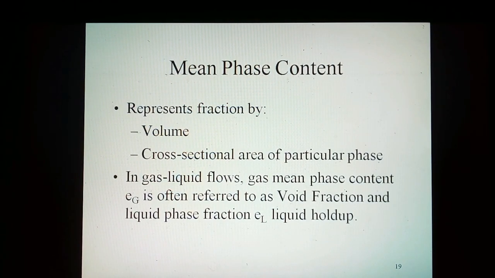Mean phase content, epsilon. This quantity represents the fraction by volume or by cross-sectional area of a particular phase. In gas-liquid flows, the gas mean phase content, epsilon G, is often referred to as the void fraction and the liquid phase fraction, epsilon L, the liquid holdup. In systems containing a solid phase, the mean solid phase content is referred to as the solid holdup. Mean phase content can be important in governing the inventory of a particular phase within a system, particularly when the phase is toxic or valuable. Mean phase content also governs the gravitational pressure gradient.